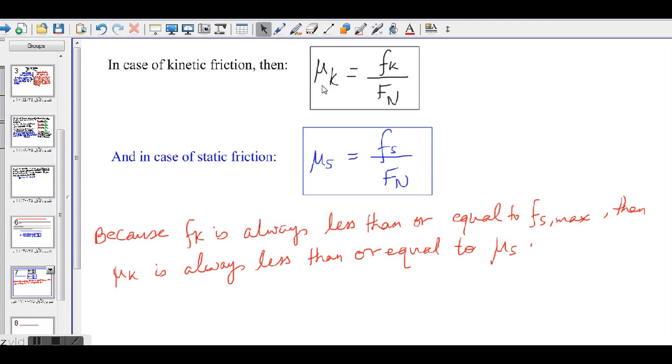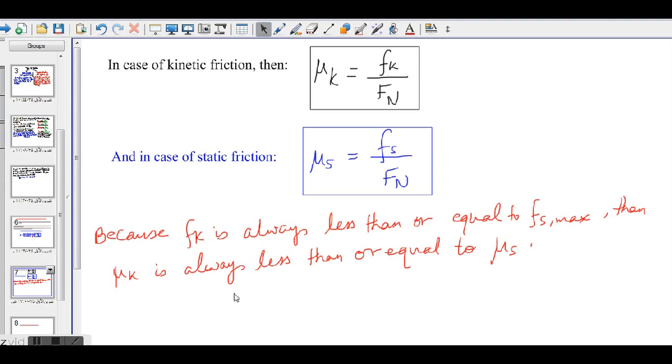And in case of static friction, the object is not moving, but there is friction, the coefficient of friction is called coefficient of static friction, μs, and it's equal to Fs over Fn. And since Fk is always less than or equal to Fs max, then μk is always less than or equal to μs.